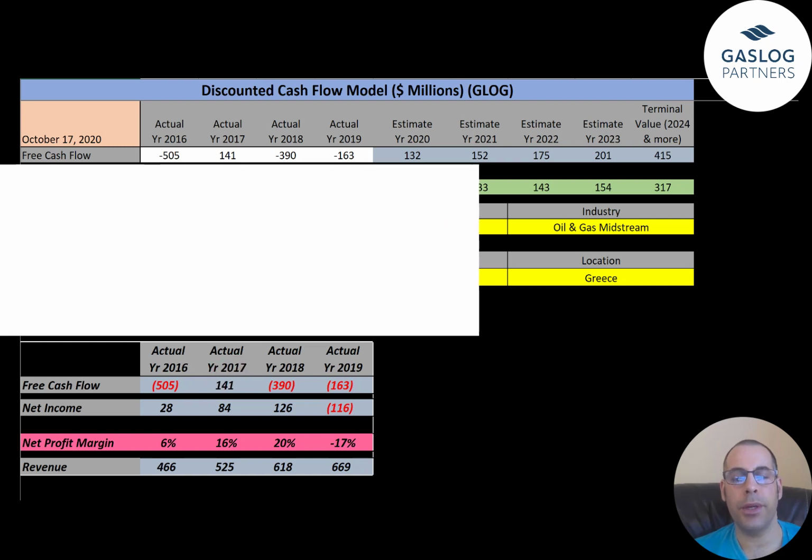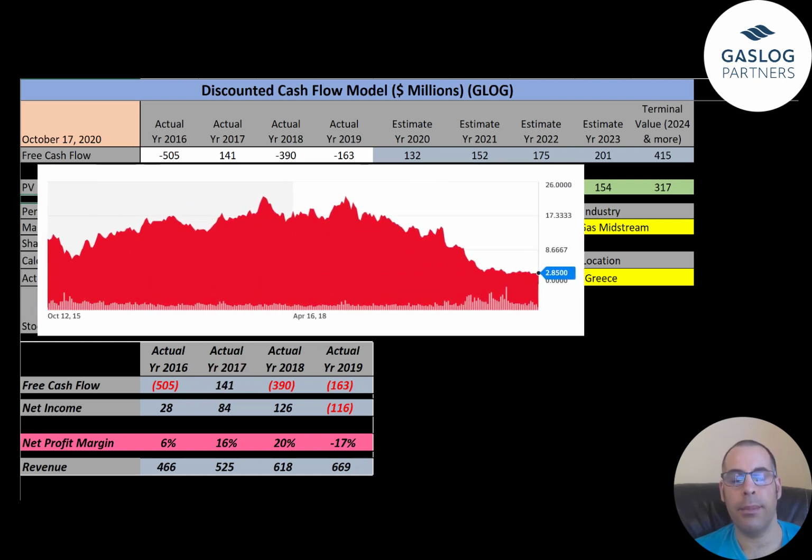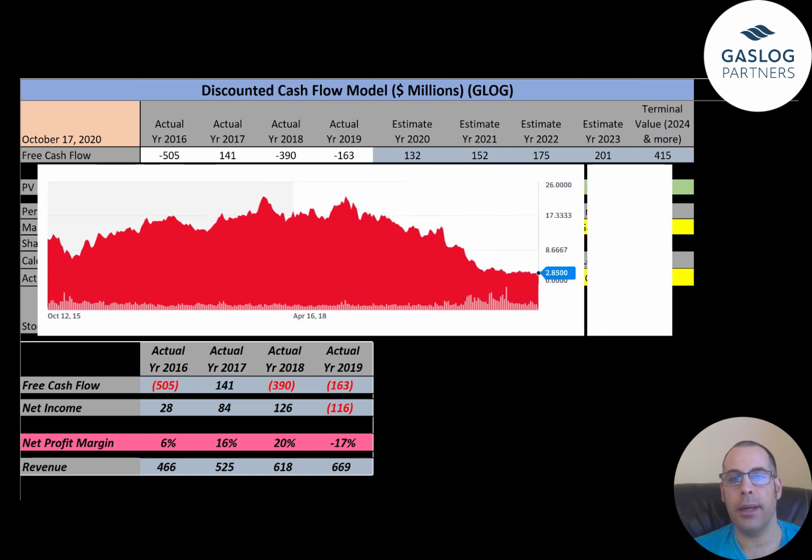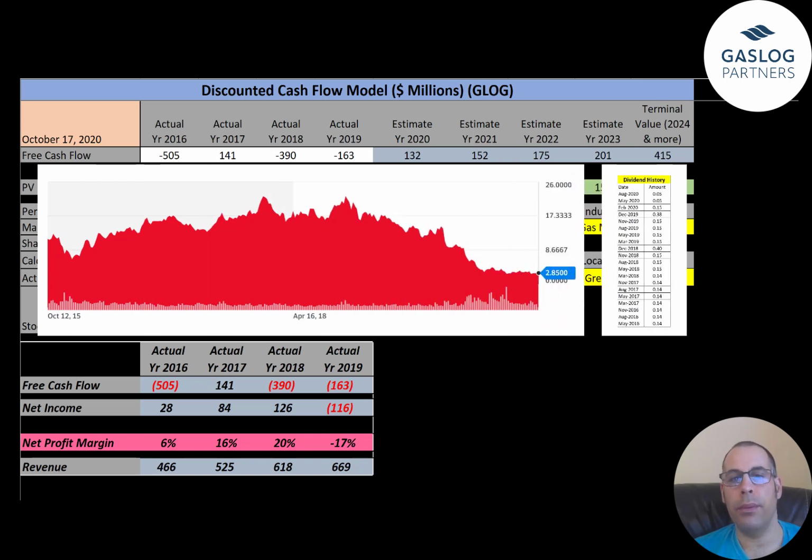Let's see where the stock has been trading at the past few years and look at their previous dividend payments. The stock price was over $20 a couple of years ago, but it's been coming down quite a bit. So if you have faith in this company and this industry, this could be a great value, this stock. Their dividend payments were all over the place. They usually paid around 14 or 15 cents a share. They dropped it a lot recently to 5 cents a share.